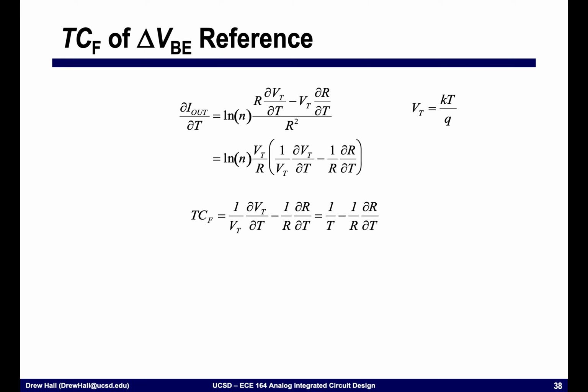All right, and so now if I calculate the fractional temperature coefficient of this, if I differentiate the output current with respect to temperature, it's equal to ln of N, which is independent of temperature, times R times delta VT over T minus VT times delta R over T, where VT is equal to KT on Q. If I simplify this, I get that it is equal to the natural log of N times VT divided by R times 1 over VT times delta VT with respect to T minus 1 over R times the derivative of R with respect to T. And so again, further simplifying this expression, I'm left with this expression.